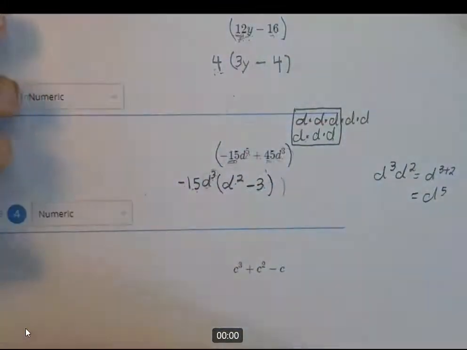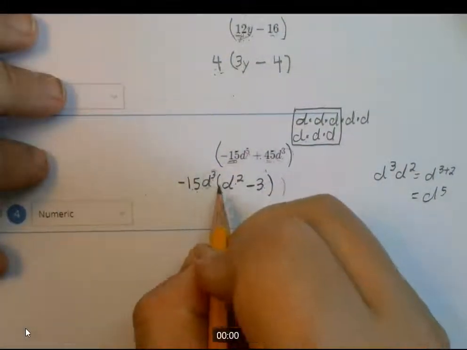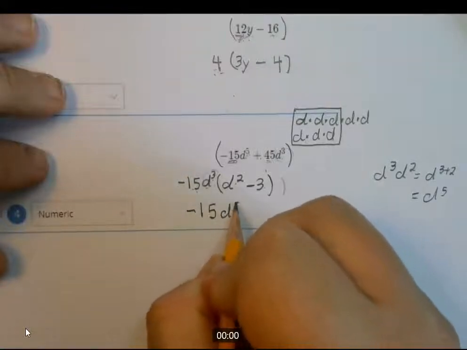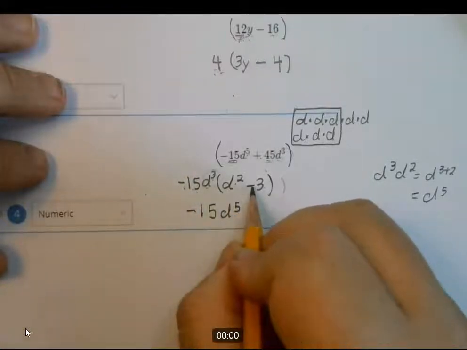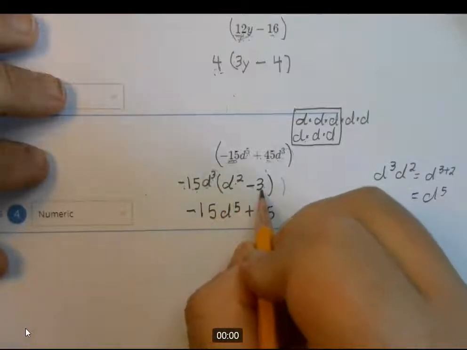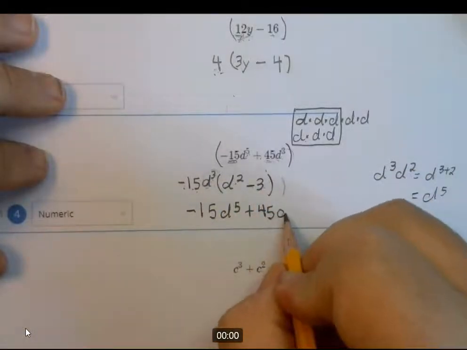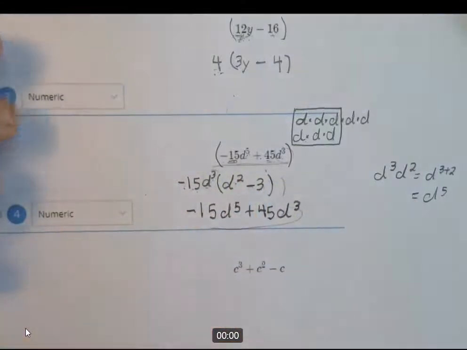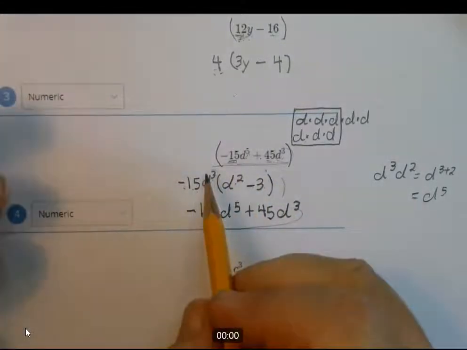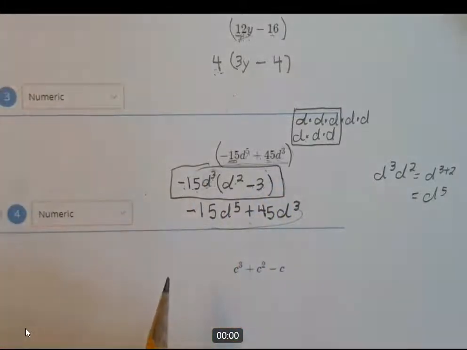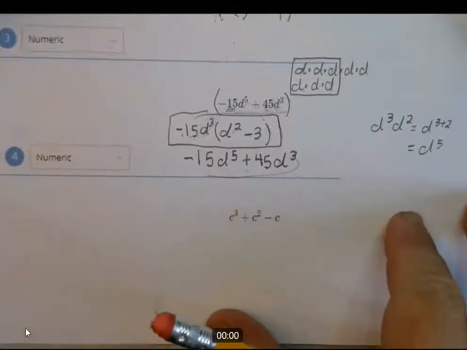Again, let me FOIL it out and be sure. Negative 15 d to the third times d to the second is negative 15 d to the fifth. And negative 15 times negative 3 is positive 45. And then the d to the third gets multiplied by that as well. It goes there. And we ended up with the same thing we started with. So that's what you want to check. So this is the answer that they're looking for. This is just the check. Okay. Let's go ahead and do 4.